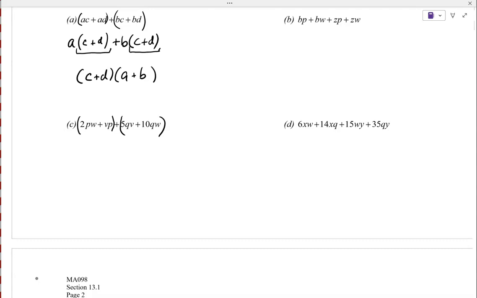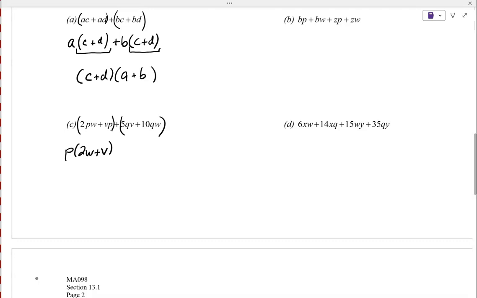Looking at just the first two terms, what do they have in common? Yeah, the P, right? The only thing they have in common is a P, right? Okay. Pull out the P. What are you left with? Yeah, 2W plus a V. I agree.